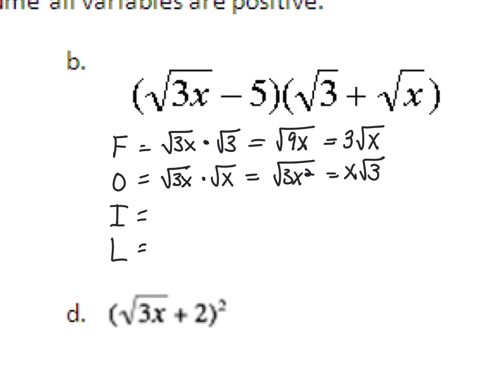Okay, your inners, that's just your negative 5 times the square root of 3.